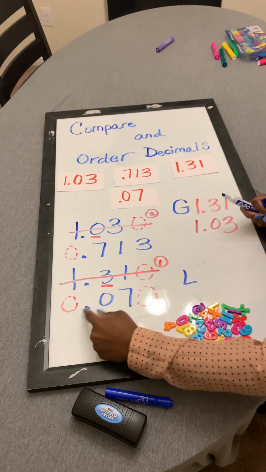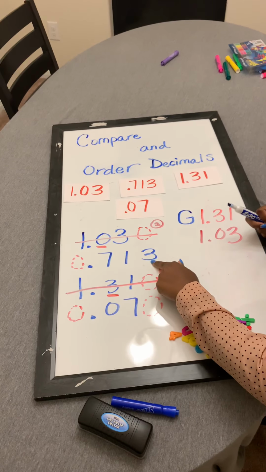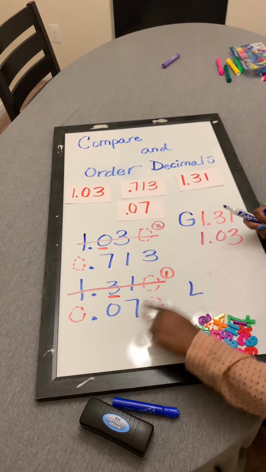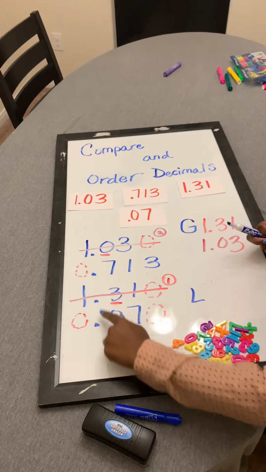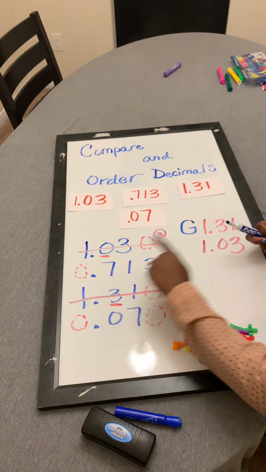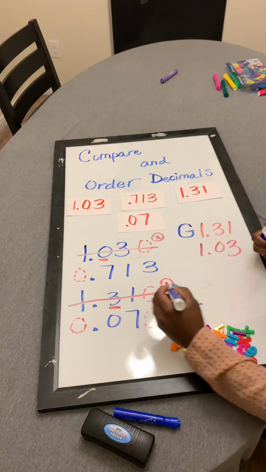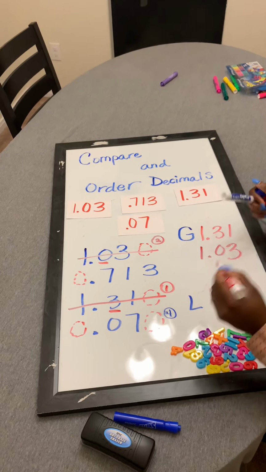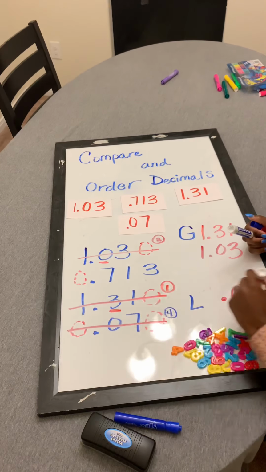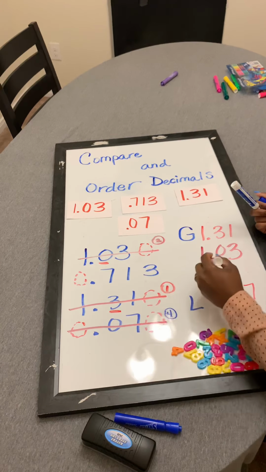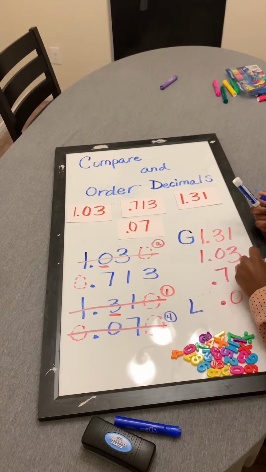And now I go to my next 2 numbers left: 713 thousandths and 7/100. Okay, so in my tenths place, which is the place value right after the decimal, 0 is smaller than 7. So this is going to be the least. So I put number 4 here. And then I go ahead and write it down, and then I cross it out. So my third greatest will be 713 thousandths.